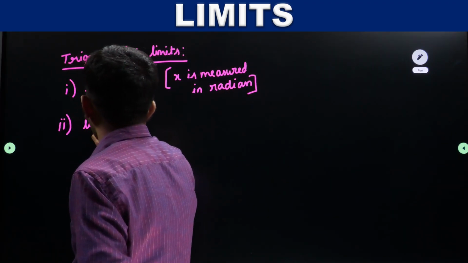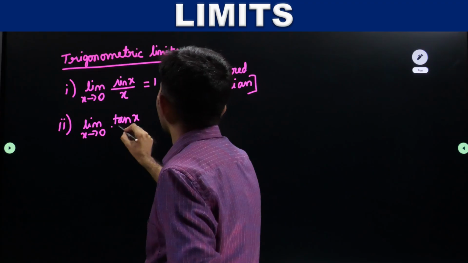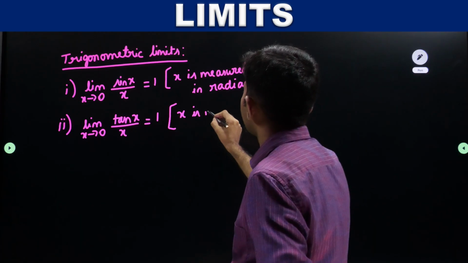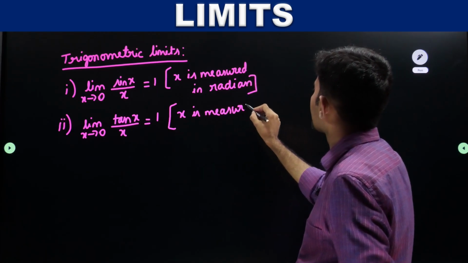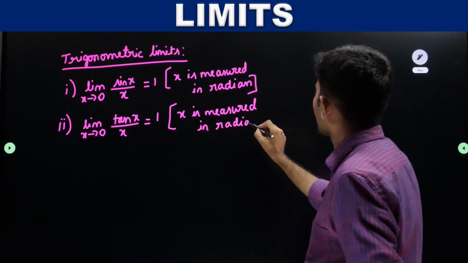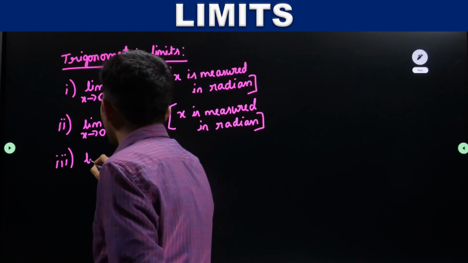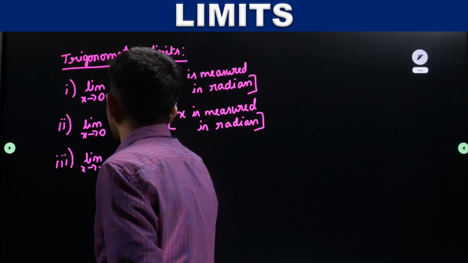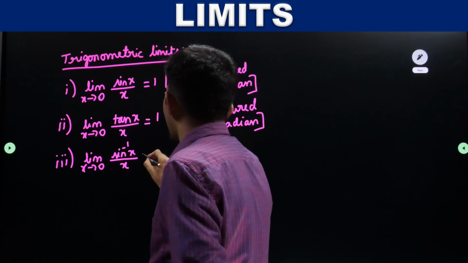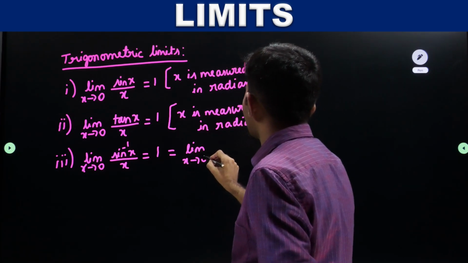Limit x tends to 0, tan x by x is equal to 1. X is measured in radians. Limit x tends to 0, sin inverse x by x is 1. Limit x tends to 0, tan inverse x by x is also 1.